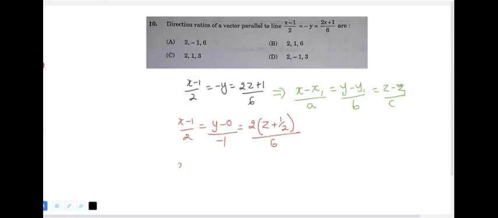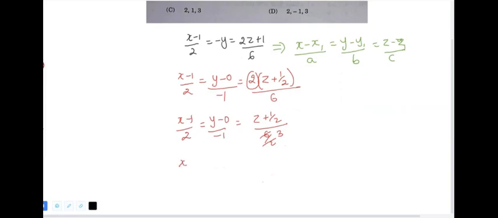The next line is (x minus 1)/2. The next step is (y minus 0)/(minus 1). This 2 will go to the denominator, so it becomes (z plus 1/2) divided by 6/2, that is 6 by 2, which is 3. So the answer will be (x minus 1)/2 = (y minus 0)/(minus 1) = (z minus (minus 1/2))/3.